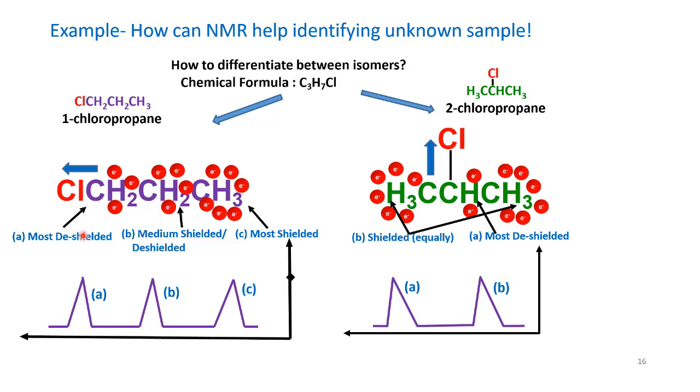So that is how this is the de-shielded one, and this is medium shielded because it is in the middle, and this is far away, so this is the most shielded. And if we look at this structure, if we are talking about protons, these two protons are shielded equally, and this middle one is the most de-shielded. So the peak will be like this. For the shielded, it will be at lower energy, and for de-shielded, it will be at higher energy. In this case, this is the most de-shielded, so it is at higher energy. Then medium shielded is in the middle, and the most shielded will be at lower energy.